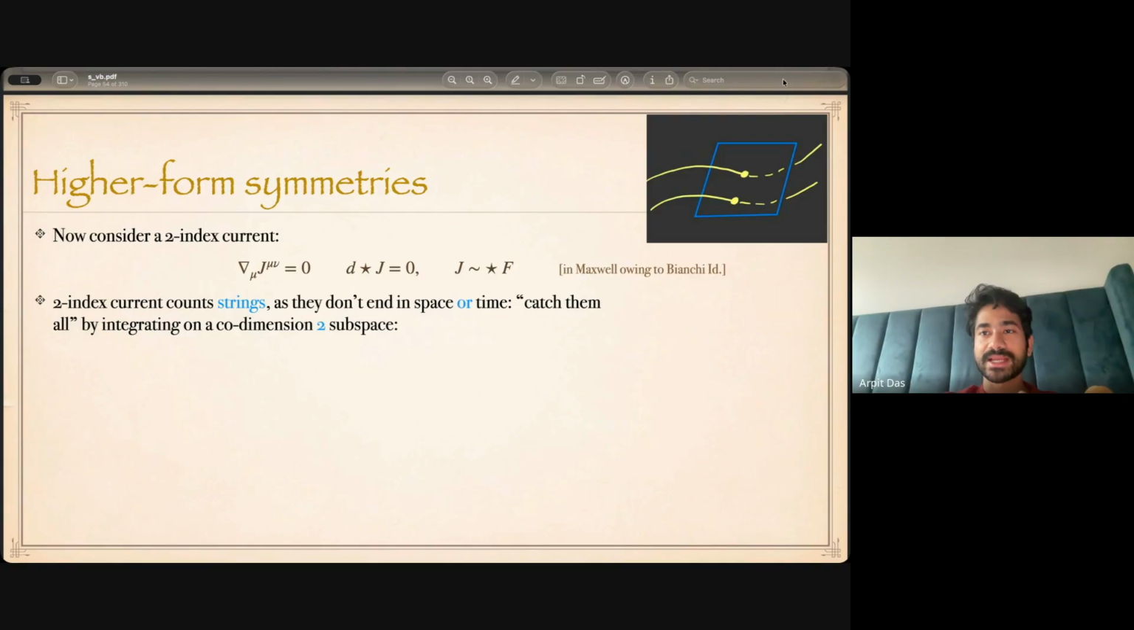So that's what this diagram is showing. Instead of doing a 3D integration, you can do a 2D integration and you can catch all the strings.